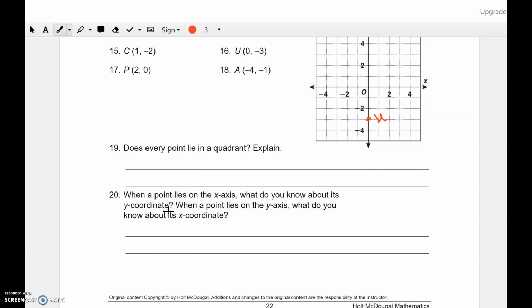Plot a point that's on the x-axis and write down what that ordered pair is. And then you can answer what is true about the y-coordinate. And then plot a point on the y-axis and write the coordinate down and say what's true about the x-coordinate. Okay?